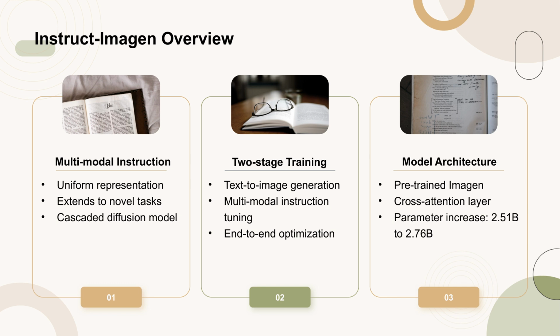The model architecture includes a pre-trained Imagen model, which is adapted by introducing a cross-attention layer that conditions the bottleneck representation with embedded multimodal context, resulting in a parameter increase from 2.51 billion to 2.76 billion.